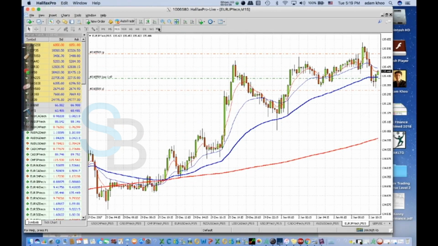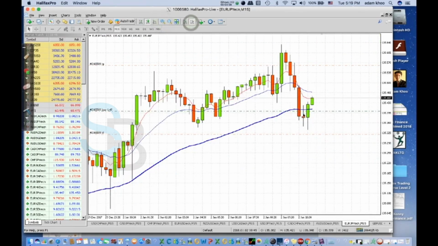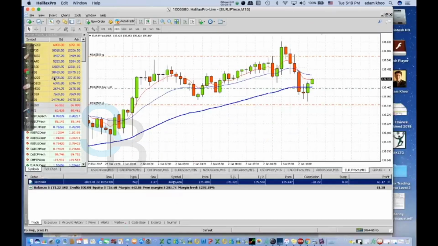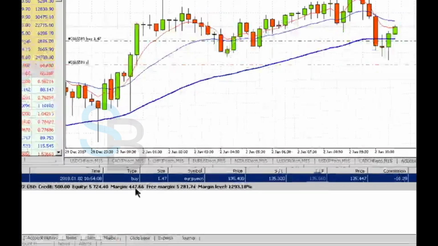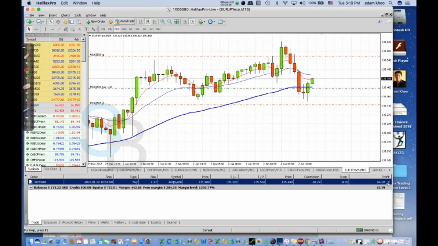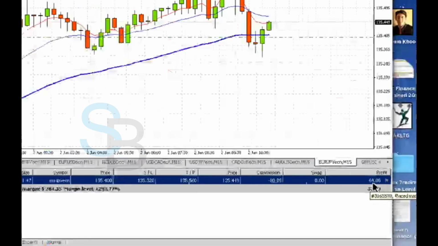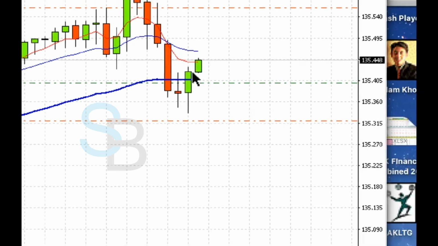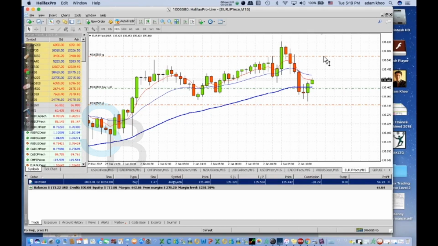All right, as you can see, we have been filled on the trade. Let me go to View, Terminal, and go to Trade. So we bought 1.47 lots of euro yen at 135.4, and you can see this is our current profit, $64. We bought it at this green line, we got filled here, and now it looks like we're on the way up. Hopefully we can hit our profit target over here. Our stop loss is over there to protect us.